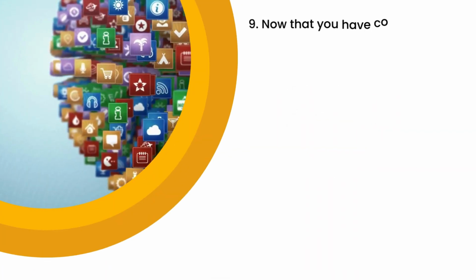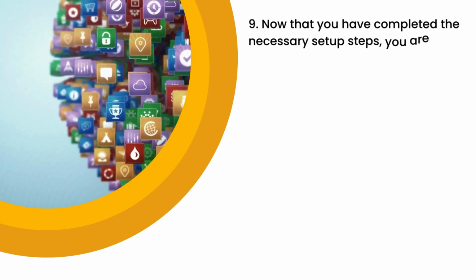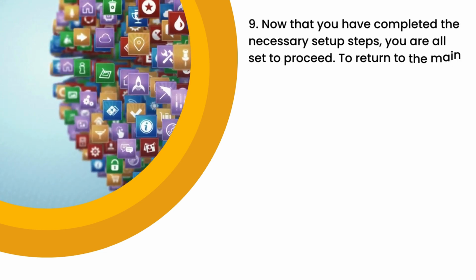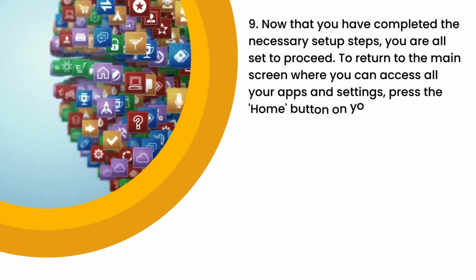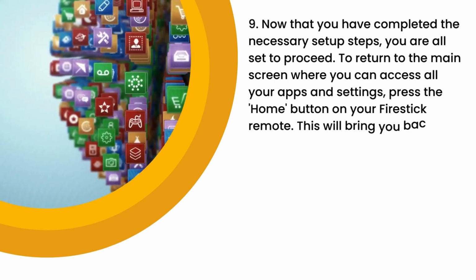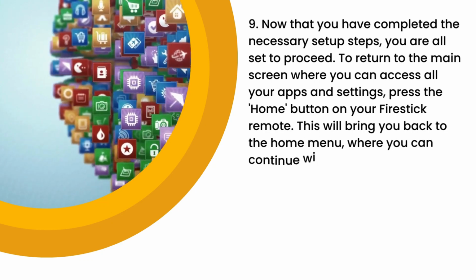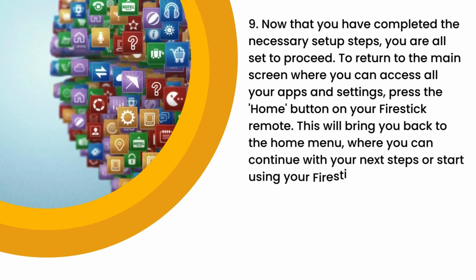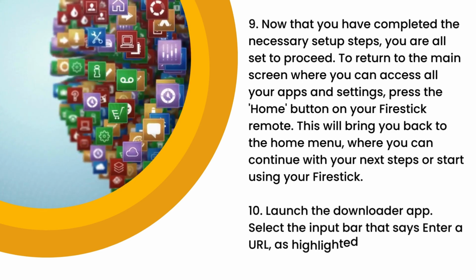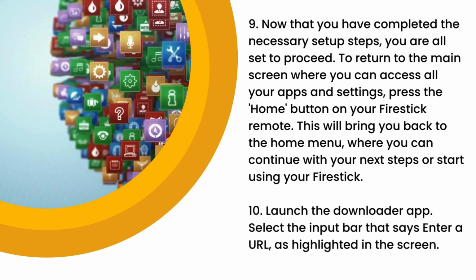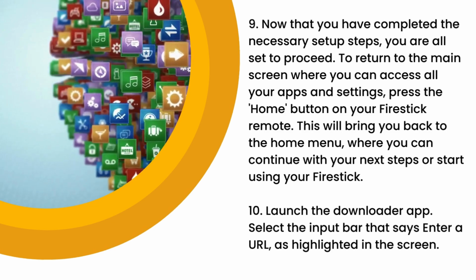Number 9, now that you have completed the necessary setup steps, you are all set to proceed. To return to the main screen where you can access all your apps and settings, press the home button on your Firestick remote. This will bring you back to the home menu, where you can continue with your next steps or start using your Firestick. Number 10, launch the downloader app. Select the input bar that says enter a URL as highlighted in the screen.